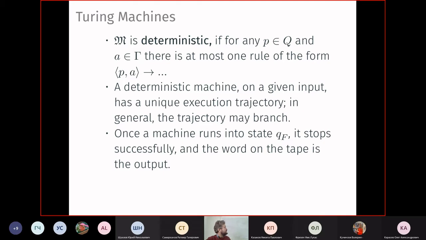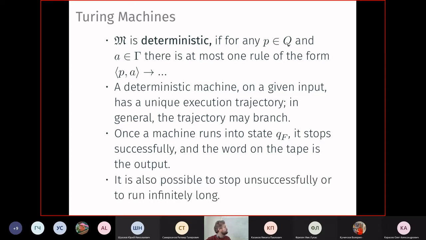In general, the trajectory can branch, and this is the non-determinism. Also, the machine could stop unsuccessfully, which means that it didn't reach QF, but it reached a state and a letter on the tape for which there is no legal move. Then it just fails. It says, I don't know what to do. But also there is a possibility of an infinite run, which means that it doesn't stop. So there could be, say, a state where you get stuck.